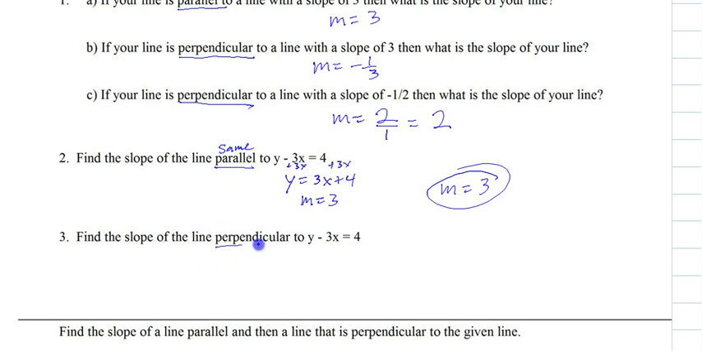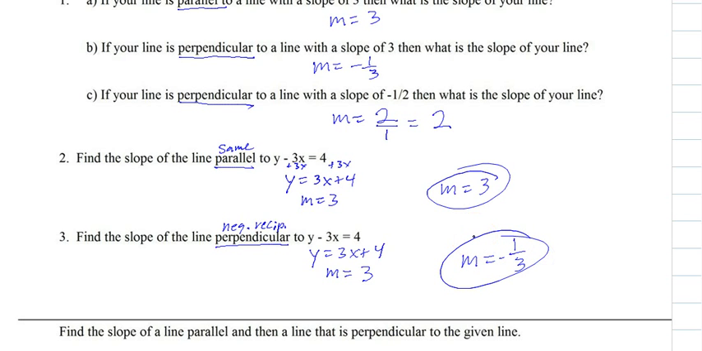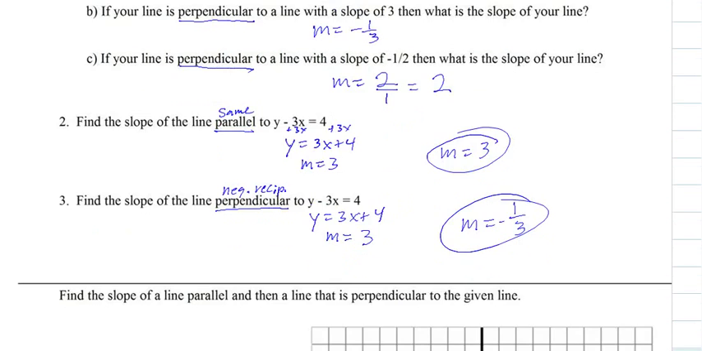Okay. Now if you see perpendicular, we think negative recip. Solve it again. So our slope is 3. So since we want perpendicular, we have to flip it and change the sign. And that's it. That's parallel and perpendicular. So if you see parallel, you're trying to find exactly the same slope. Perpendicular, negative reciprocal.